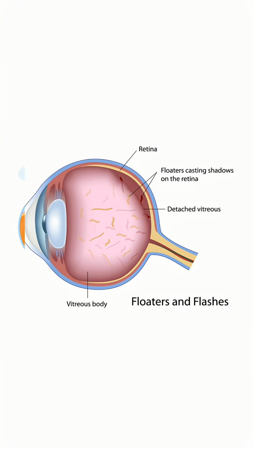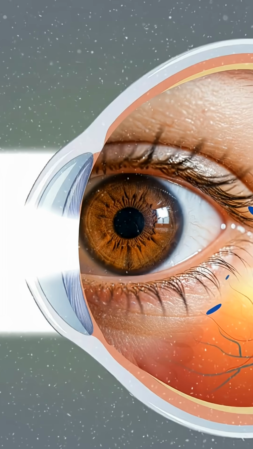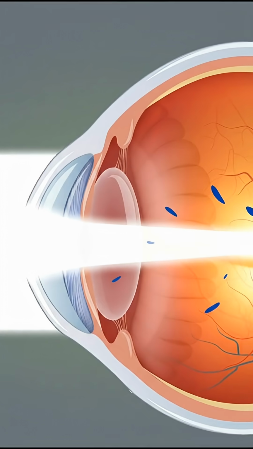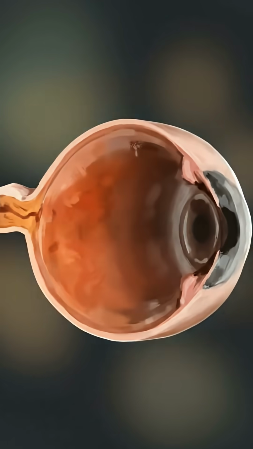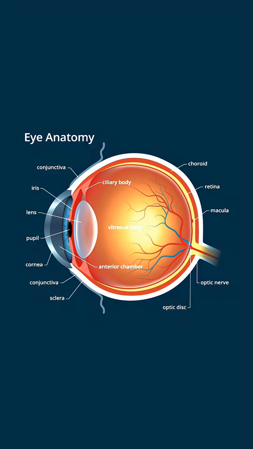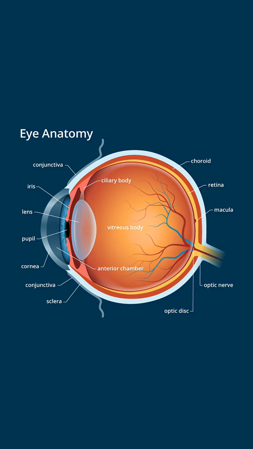Ever noticed tiny specks drifting across your vision? Like dust on a camera lens? That's not dirt on your eye. It's a window into one of the most fascinating parts of your body, the vitreous. So, what exactly is the vitreous body?